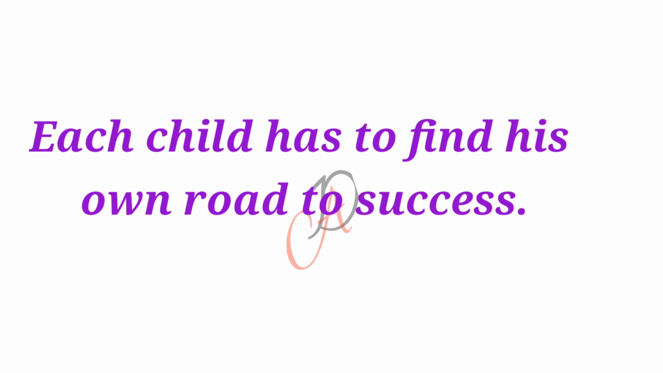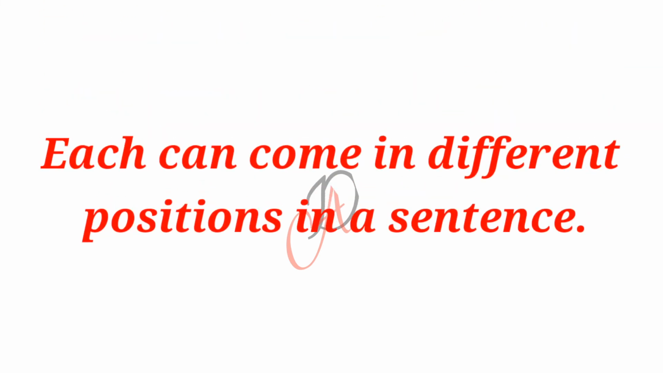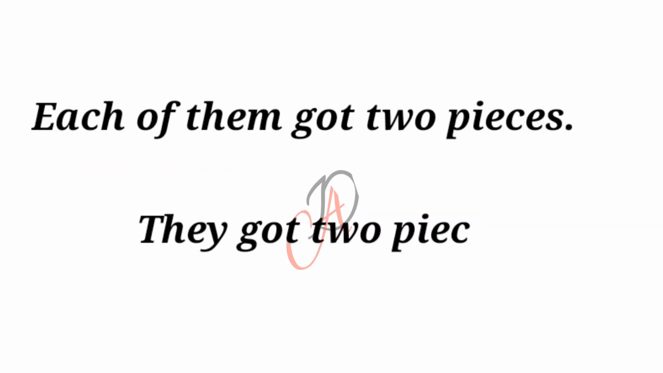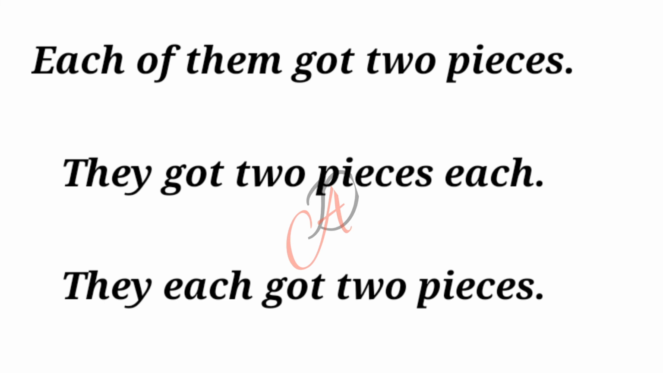The very interesting thing about the distributive pronoun each is that it can come in different positions in a sentence. So let's see the example. Each of them got two pieces. They got the two pieces each. They each got two pieces. We can notice the word each has taken different positions, but the meaning does not change in all three sentences.